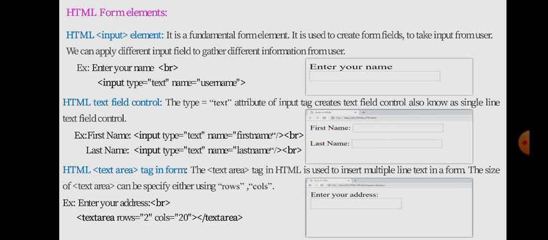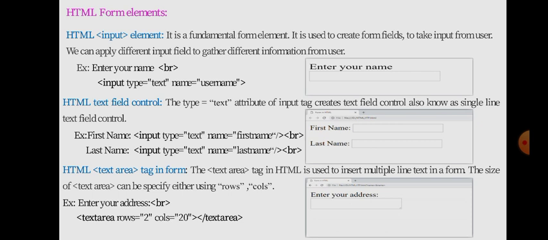The HTML input element is a fundamental element, and it is used to create form fields and to take the input from the users. And we can apply different input fields to gather different information from the users. And different input fields are text fields, text area fields, checkboxes, radio buttons, submit buttons. These are included in the input element. For example, here I am taking one single text field box. It takes a single line of information, and the box name is enter your name.